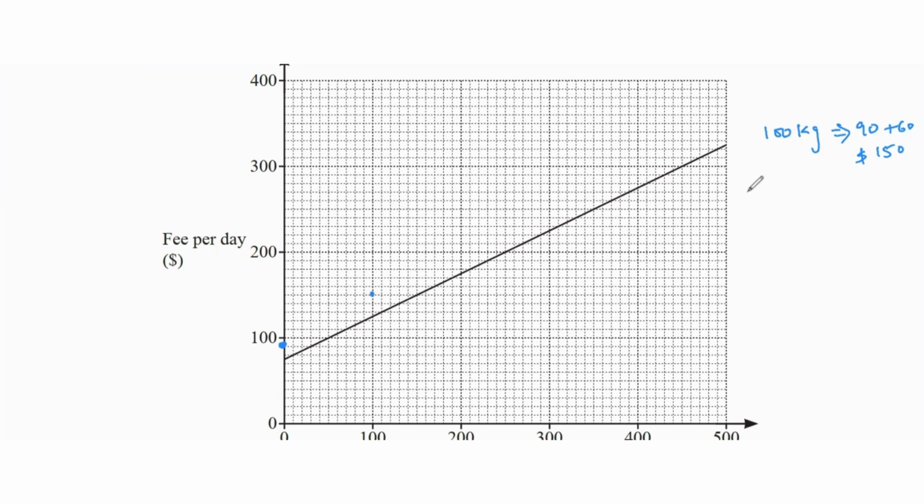Over here. Then at 200 kg, it's going to be again 150 plus 60. So as the 100 kg increases, you add $60 for that. So that's 210. Then for 300 kg, we're again adding 60, so 210 plus 60, that's 270.